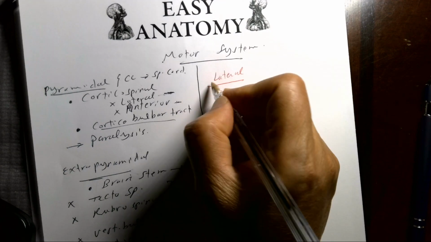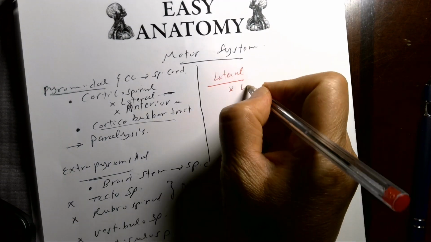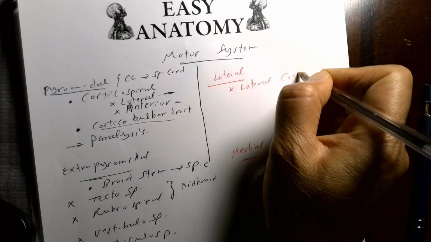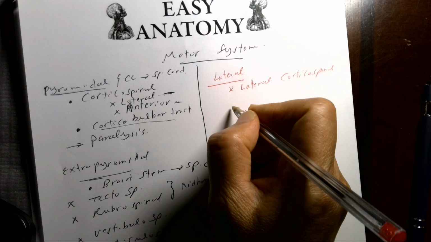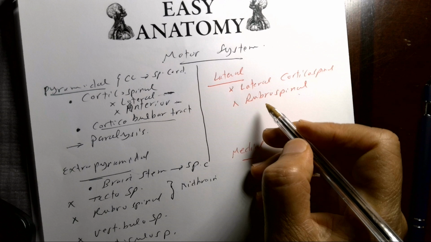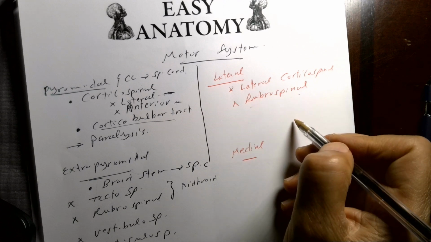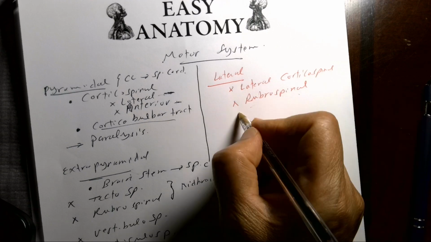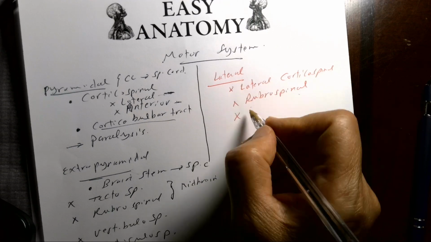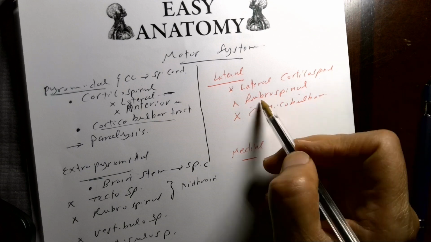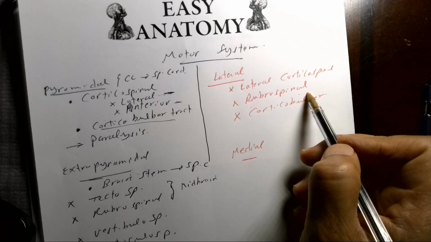The lateral tract includes the corticospinal, which one? Lateral corticospinal, and also rubrospinal, because rubrospinal descends in the lateral column. In addition to that, the corticobulbar is also considered one of the lateral, although it does not descend in the spinal cord. So: lateral corticospinal, rubrospinal, and corticobulbar.